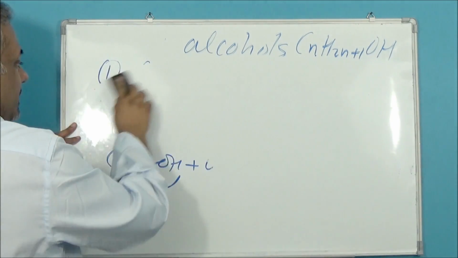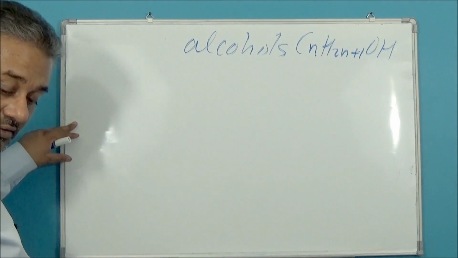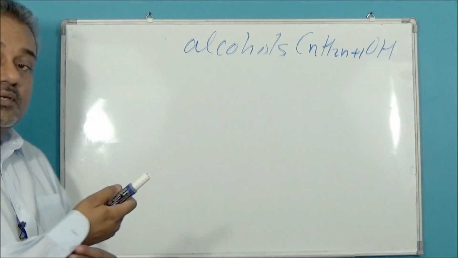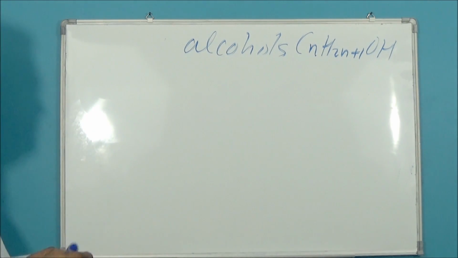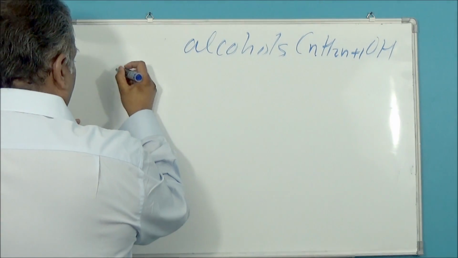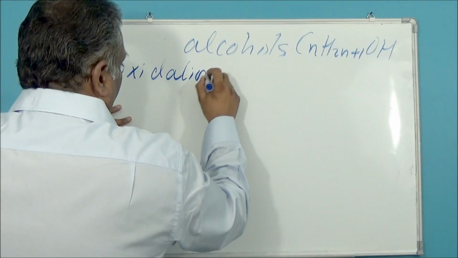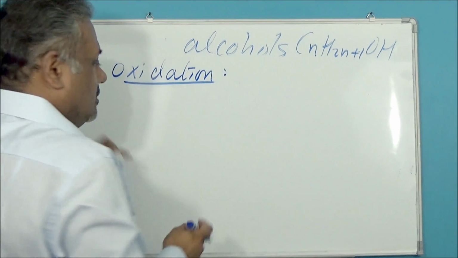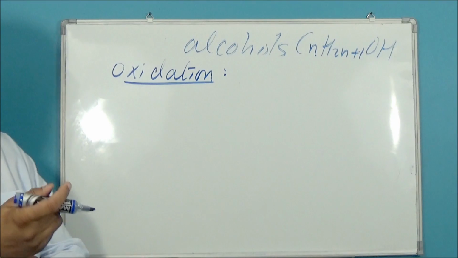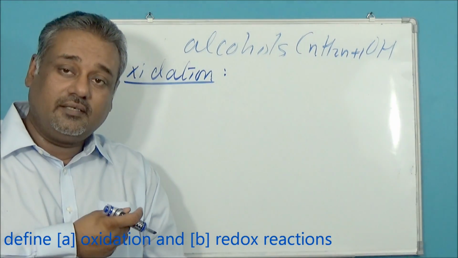The second set of reactions shown by alcohols is something called oxidation. Let's have a look at oxidation of alcohol. Oxidation of alcohol is a very, very important question, usually comes in the exam. It's a very popular question in the IGCSE.